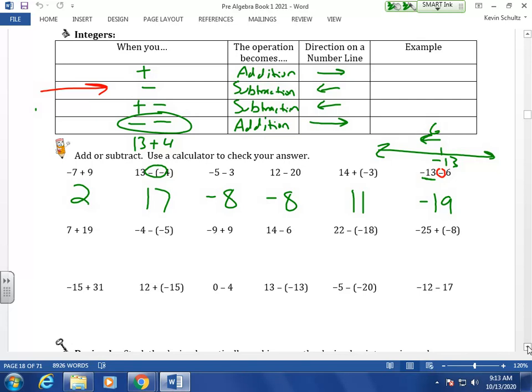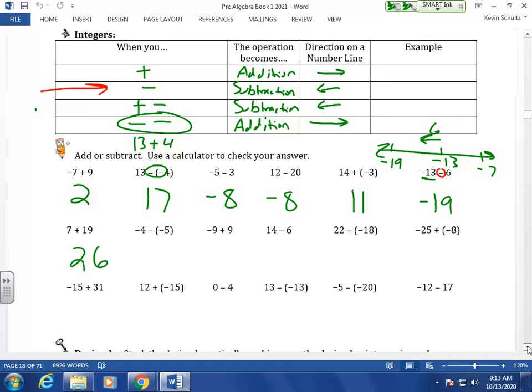So what number is 6 to the left of negative 13? And that's how you end up at negative 19. If you put negative 7, you went to the right. You went over there. Okay? You added 6. Okay? So negative 19 is the correct answer. 7 plus 19. 26 is right.